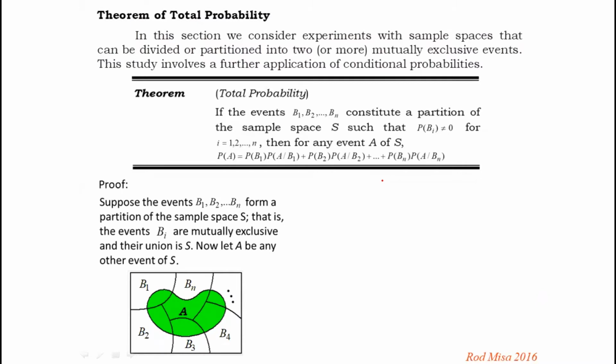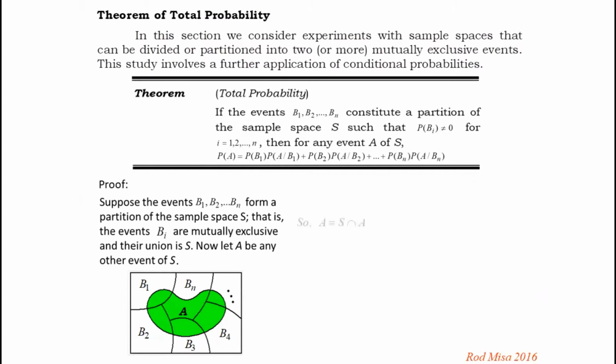And you can see that in this drawing, the whole rectangle is being partitioned by B sub 1, B sub 2, B sub 3, B sub 4, up to B sub n. So the whole rectangle is the disjoint union of these partitions, B sub 1, B sub 2, up to B sub n. And let this green portion be another event of the sample space S.